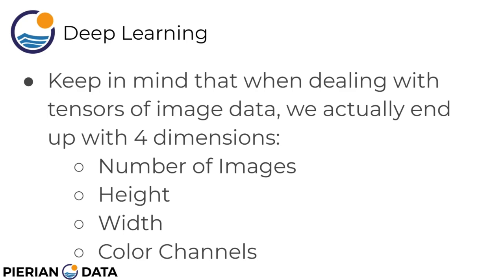As I mentioned, keep in mind that when we're dealing with those tensors of image data, we end up with 4 dimensions, where we have the number of images in that batch, the height, the width, and then the color channels. Depending on what program you're using or how the actual images are organized, sometimes they're organized as number of images, color channels, and then height and width. But overall, we have those 4 dimensions. So a single image has 3 dimensions, height, width, and color channels, and then the batch of images is 4 dimensions: number of images, height, width, and color channels.